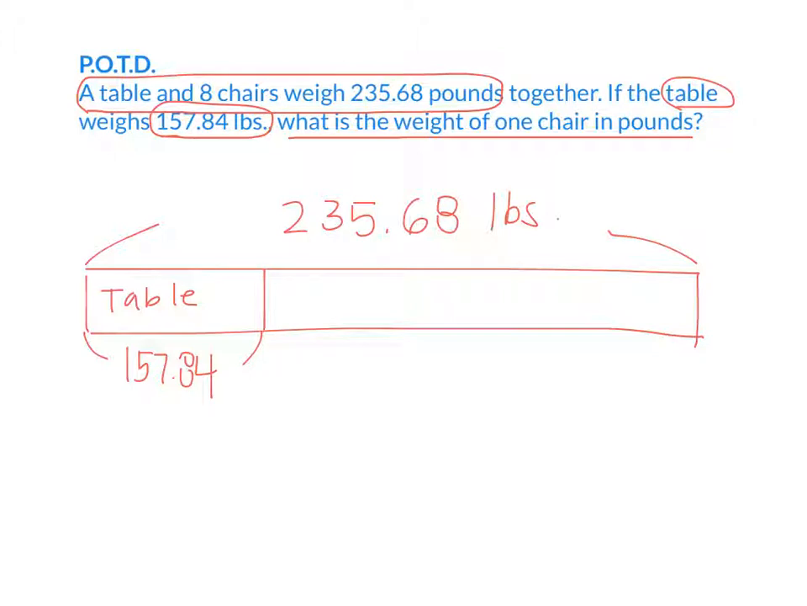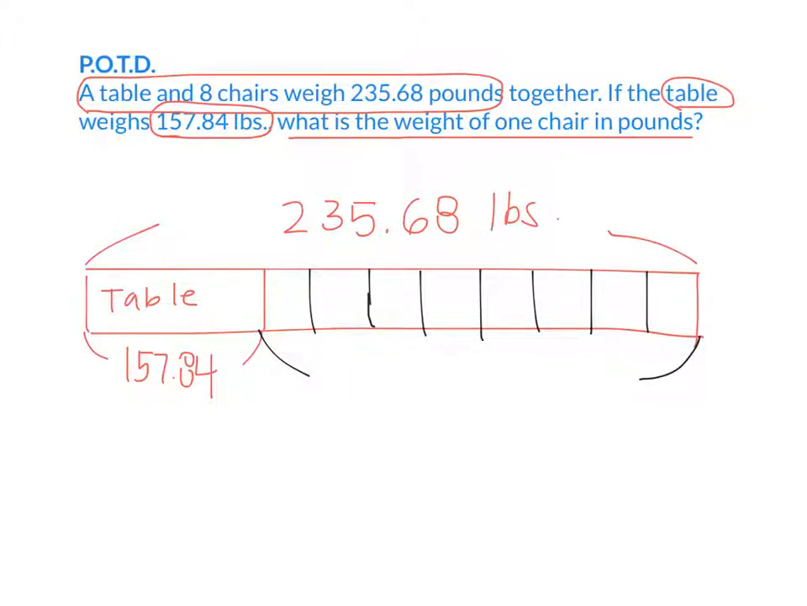What's the rest of the stuff? 8 chairs. So we should split that into how many? 8. Okay, so there's 2, 4, and 8. Do all the chairs weigh the same amount? Very good. How can I figure out how much 8 chairs weigh?